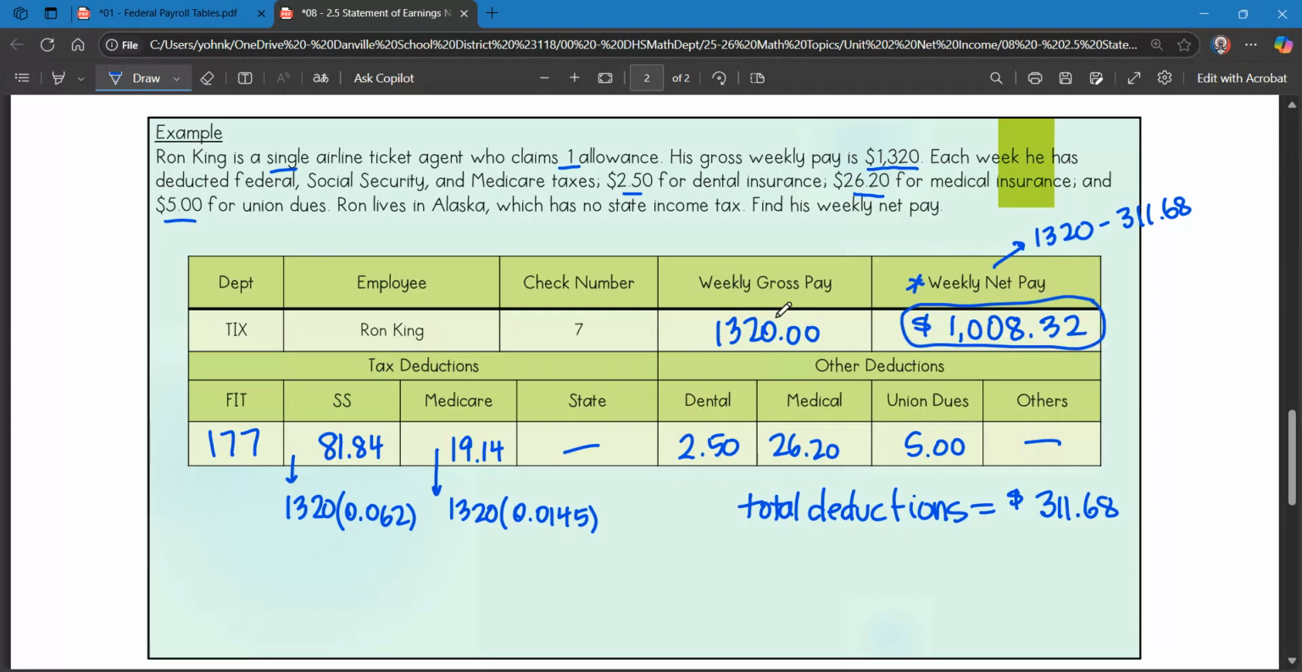So notice that Ron is making $1,320 a week, but he's actually only taking home in his paycheck $1,008.32. That happens every time you have a job, kids.